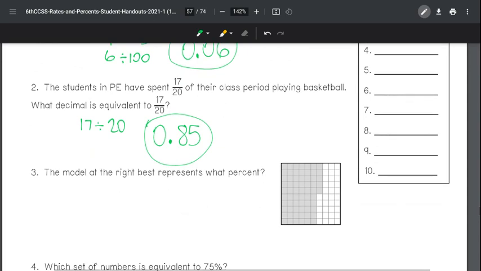Number 3, the model at the right best represents what percent? All you have to do is count how many boxes are colored in and then put a percent sign after it. 10, 20, 30, 40, 50, 60, 1, 2, 3, 4, 5. 65%.